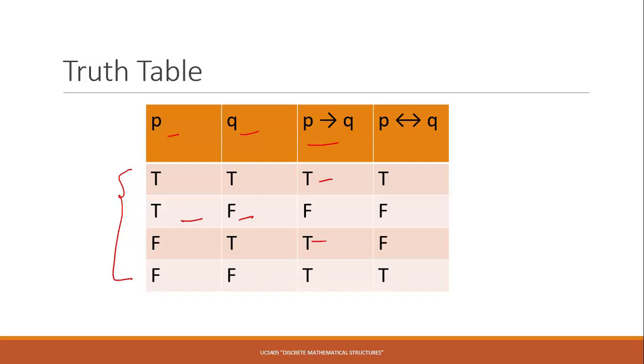Next, biconditional, P biconditional Q. It will be true when both are the same. That is, both are true or both are false. Otherwise, it will be false. So this is how we can construct the truth table for any conditional and biconditional statement.